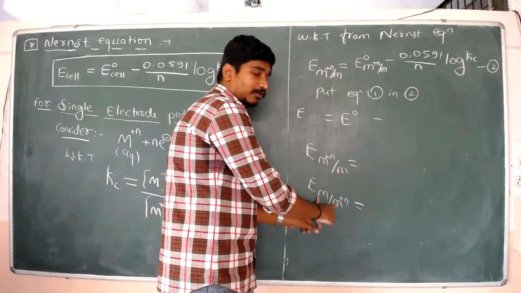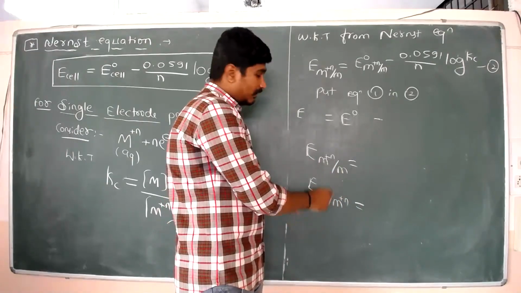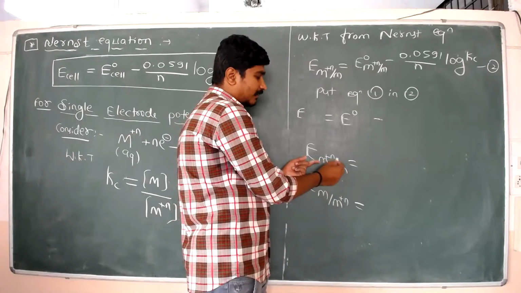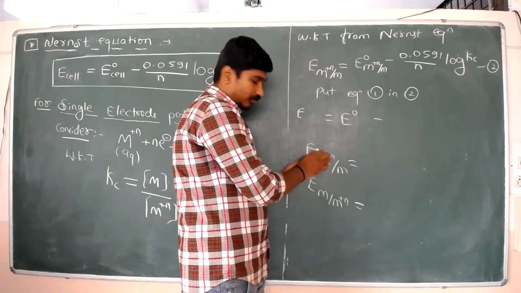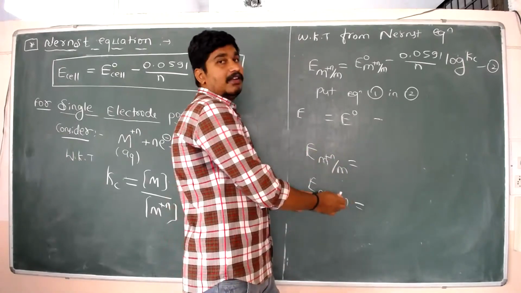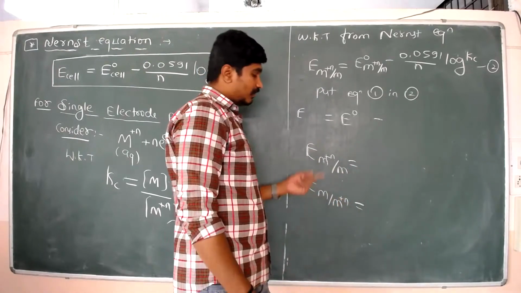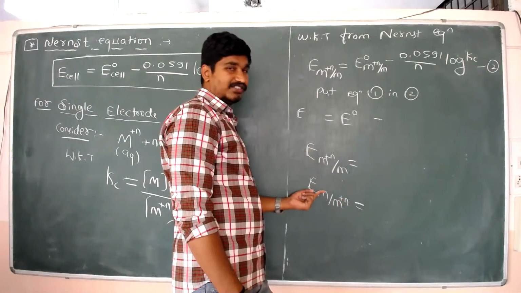Reduction potential and oxidation potential for the same metal. This one is the reduction reaction: M^n+ is converted into M by gaining n number of electrons. M is converted into M^n+ after losing n number of electrons. This one is the reduction reaction, and this one is the oxidation reaction.